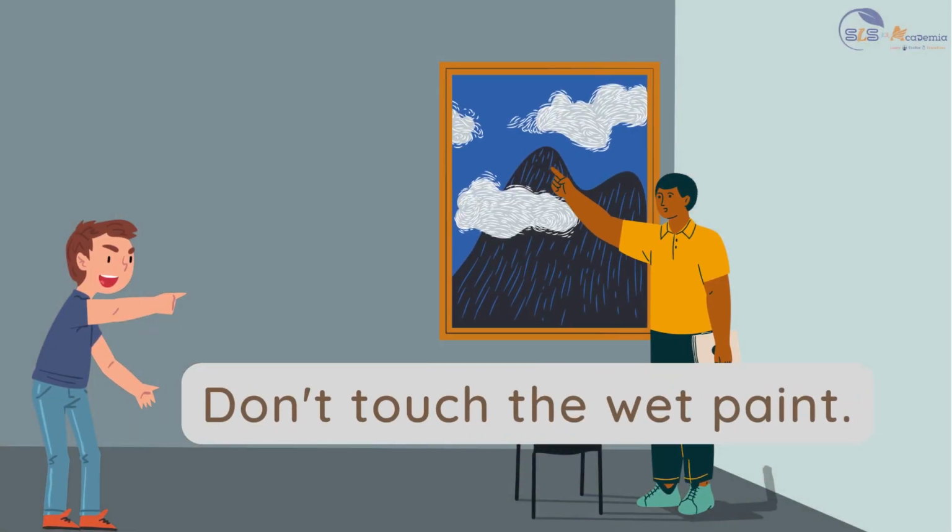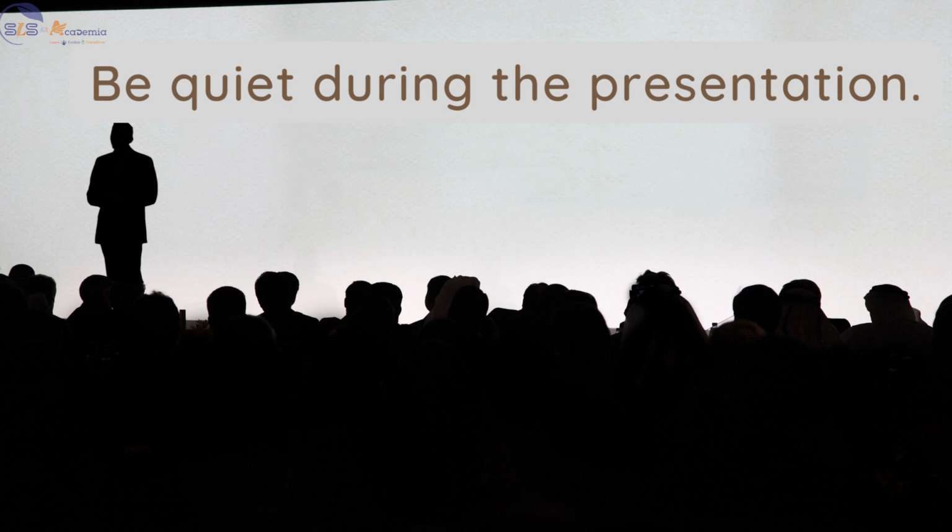Don't touch the wet paint. This is again an imperative sentence because it is giving a command, but in this case, it is a negative command. The speaker is telling someone not to do something, in this case, not to touch the wet paint. Be quiet during the presentation.